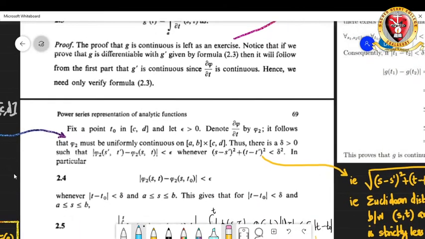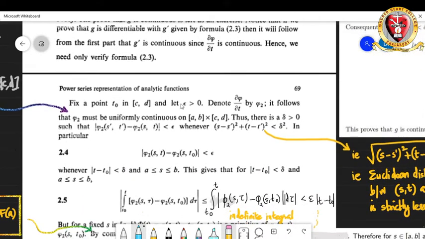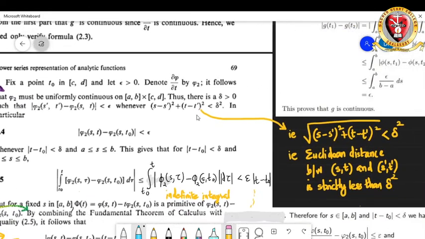So since this phi 2, which is dou phi by dou t, is uniformly continuous on this set, we are going to use a property of the uniform continuity. Whenever we already took epsilon greater than 0, that means there will be a delta greater than 0 such that modulus of phi 2 of s dash comma t dash minus phi 2 of s t is strictly less than epsilon whenever the Euclidean distance between the ordered pair s t and the ordered pair s dash t dash is strictly less than delta.